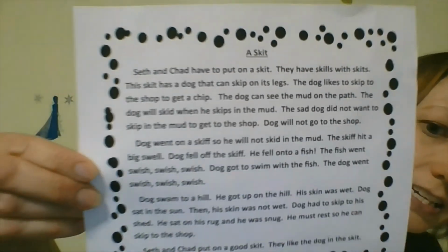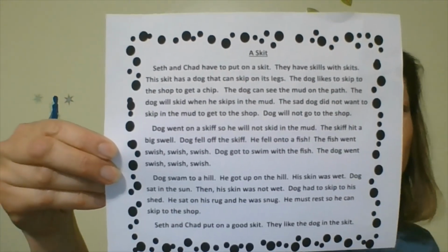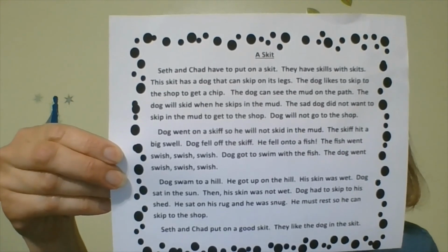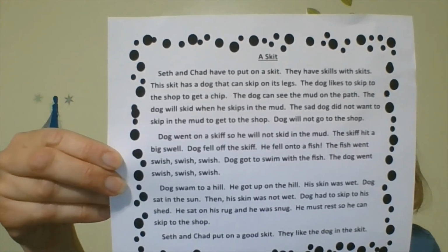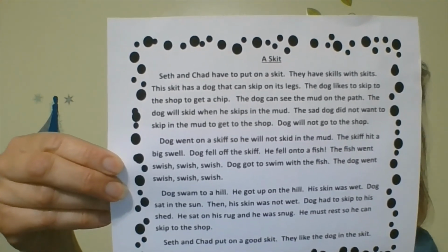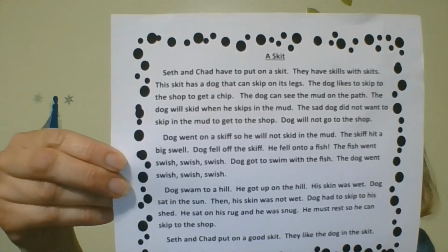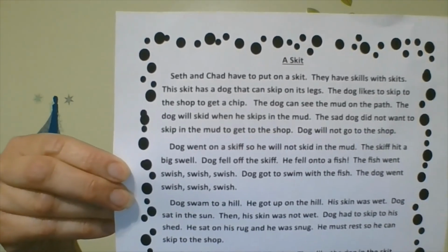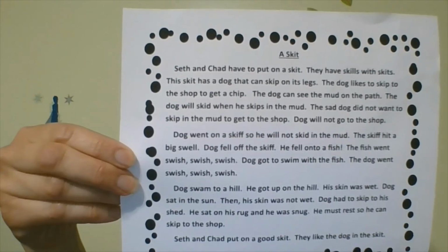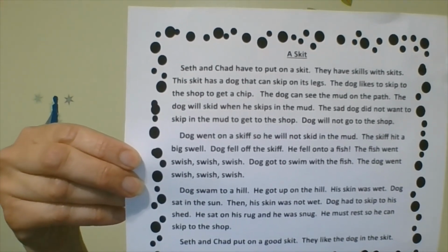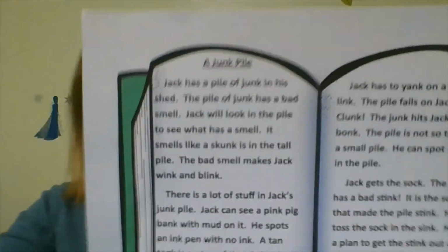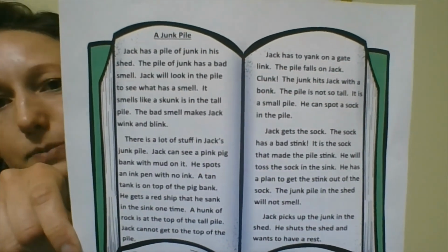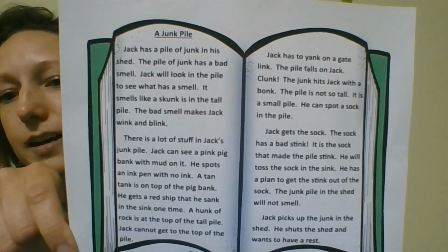So, nice job. Here are our passages for today. A skit, remember a skit is a type of play. So go ahead and read that. Pause it and finish. What was their skit about? Can you retell that to me? Can you summarize it? So go ahead and pause and read that. And when you're ready, unpause it and go to the next passage, a junk pile.